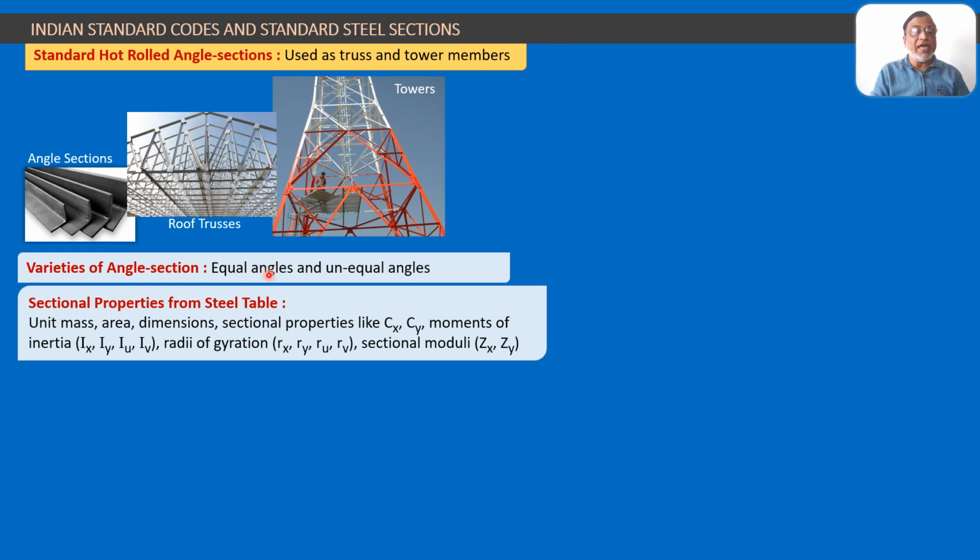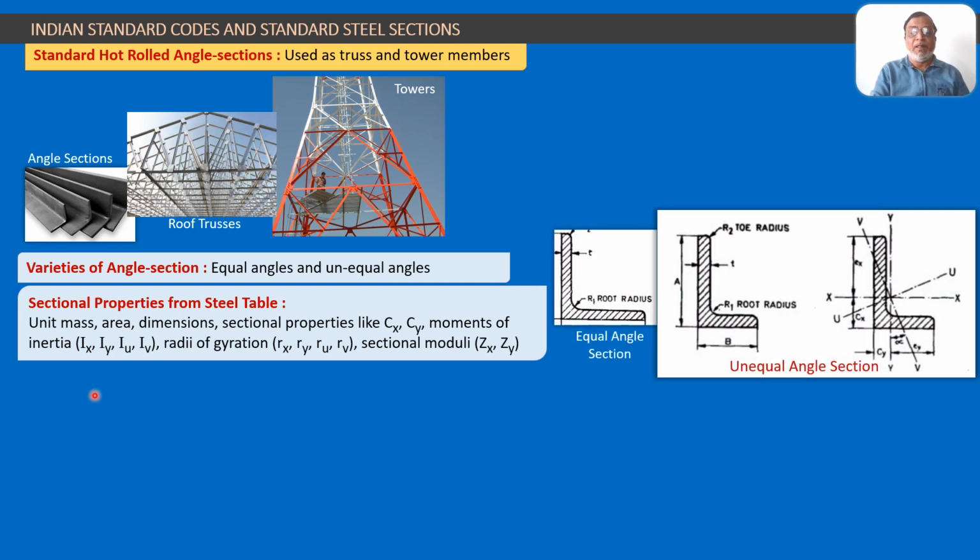First variety is equal angle sections. The other variety is unequal angle sections. Now, as their name indicates, an equal angle section will have both of these legs as equal in their dimensions. So this is equal angle section. You will see this leg equal to this leg. Here we see unequal angle section, where one leg is of length A, the other leg is of length B, and this is an unequal angle section.